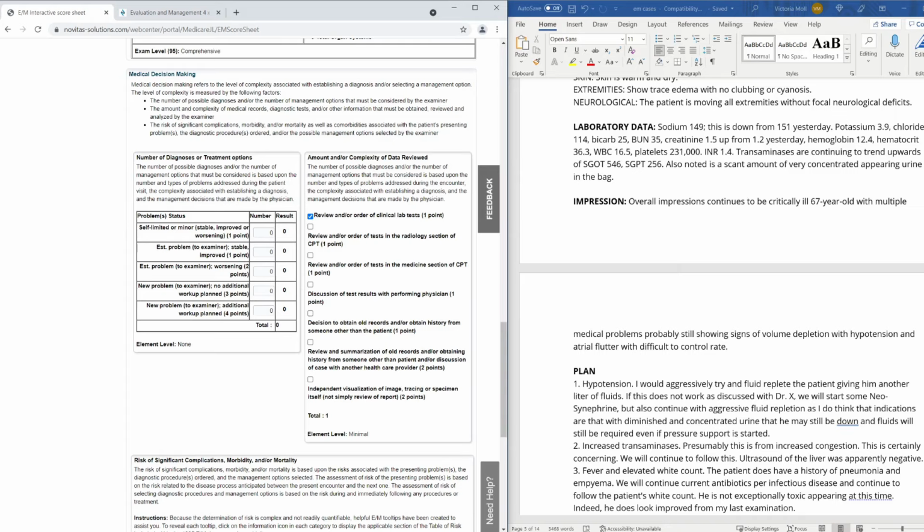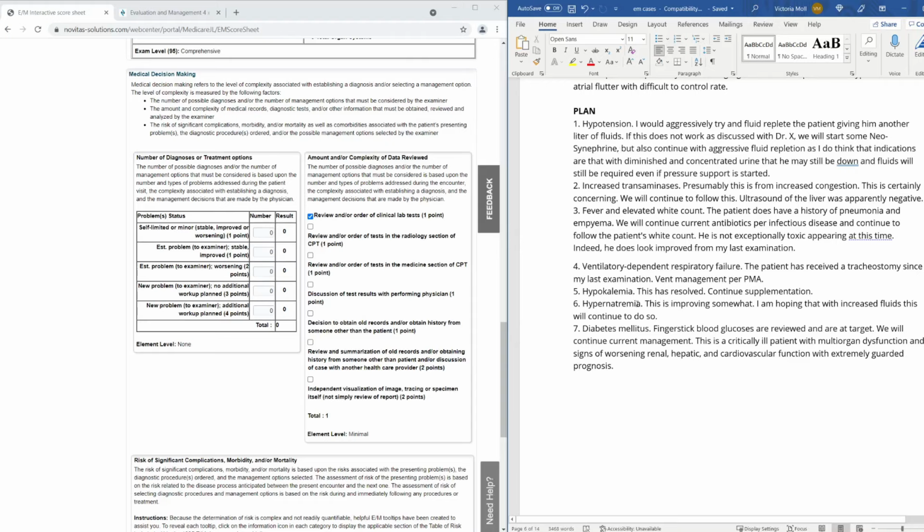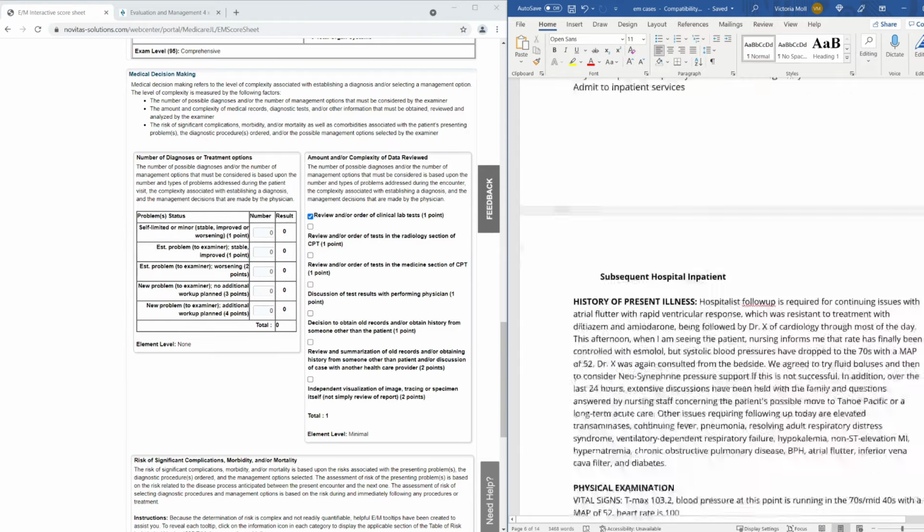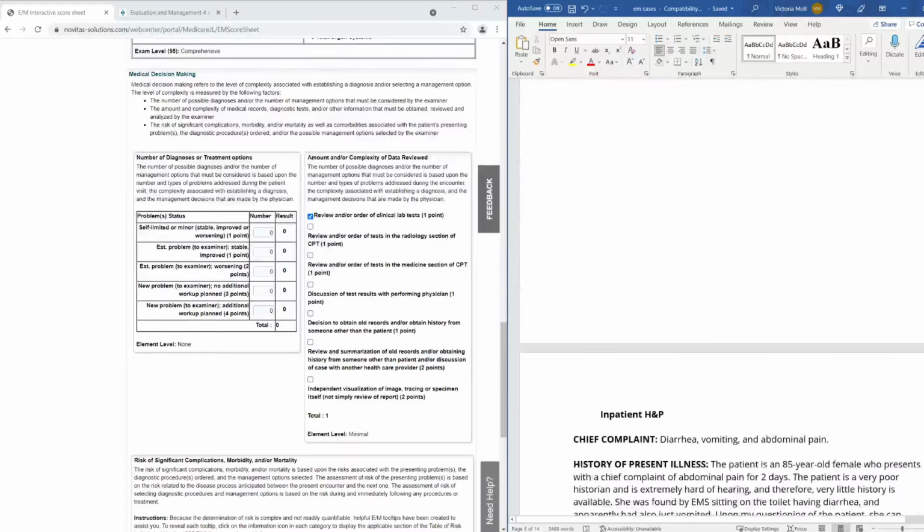So let's take a look here. Let's go to our problems. Do we have established or do we have new, and are they additional workup? No additional workup. Well, it says he examined this patient 3 weeks ago, right? So these are all established problems unless we have something new that has developed since the past 3 weeks, or if it is maybe an exacerbation of a problem. But let's see here.